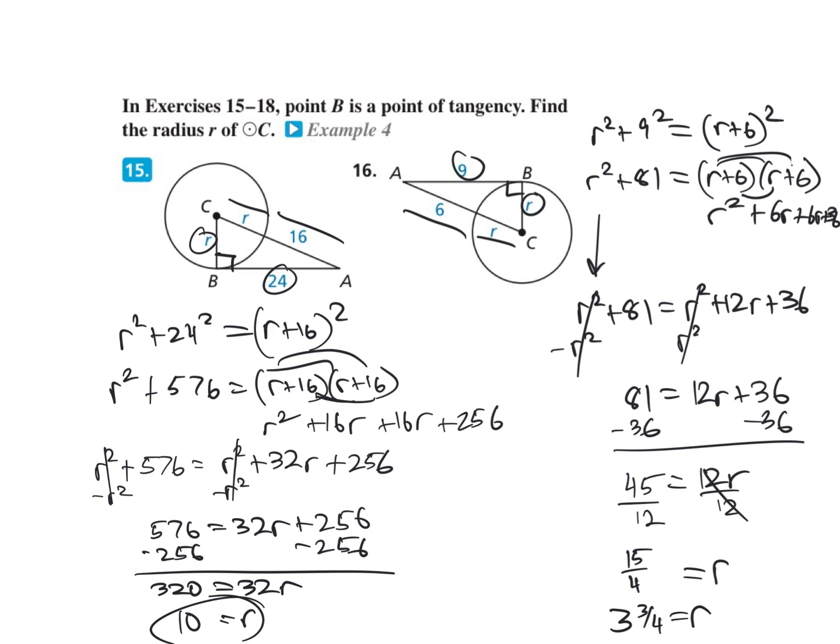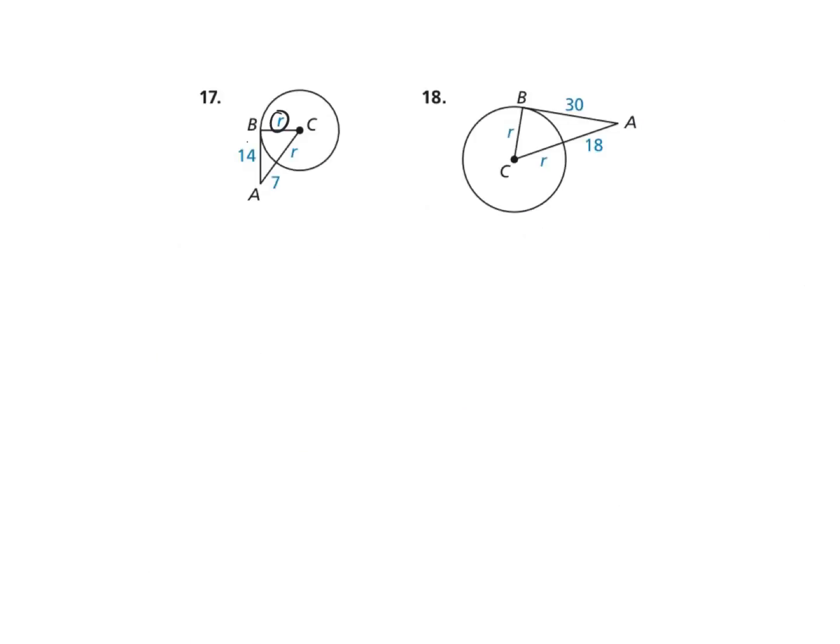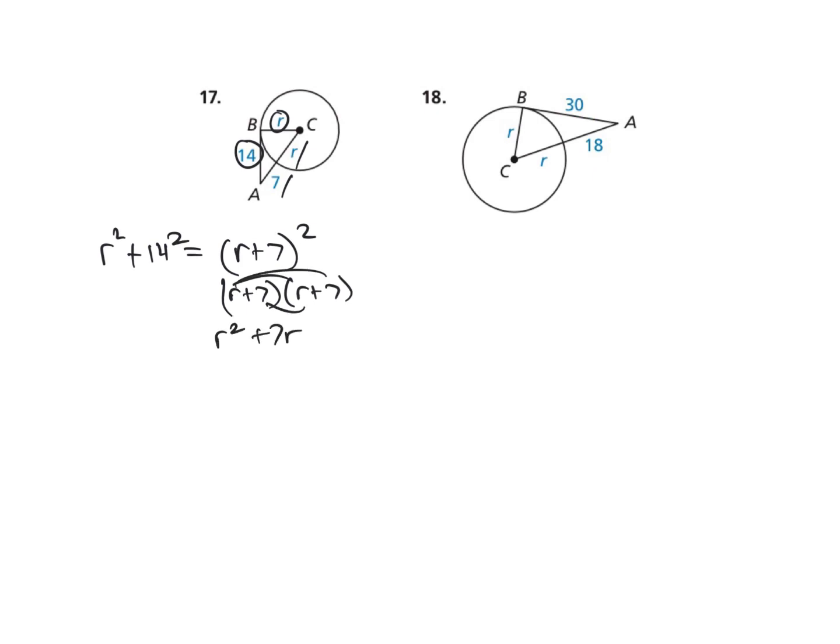All right, number 17. So r squared plus 14 squared equals my hypotenuse squared. So r plus 7. So r plus 7 times r plus 7 is r squared plus 7r plus 7r plus 49. So r squared plus 14 squared, well, let's just change that. 14 squared is 196. 14r plus 49. Now it's just algebra.